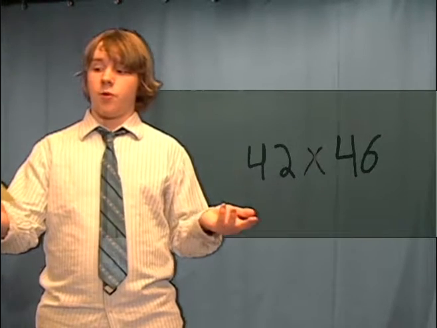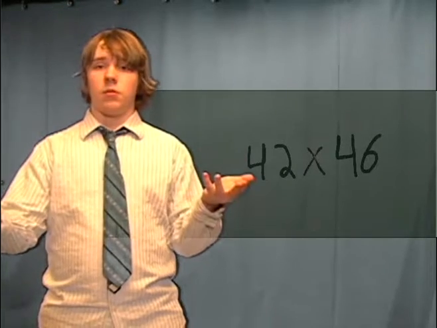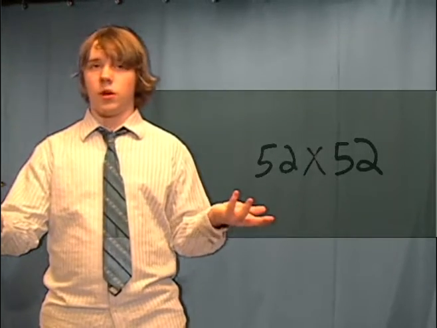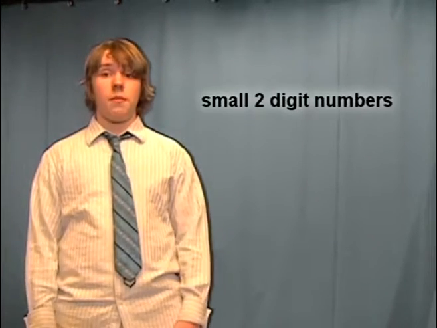Same thing can be done with base 4, 42 times 46. Add the last digit to the first number and multiply it by 4. And then, of course, 52 times 52. You understand. Now for multiplying by small 2-digit numbers.